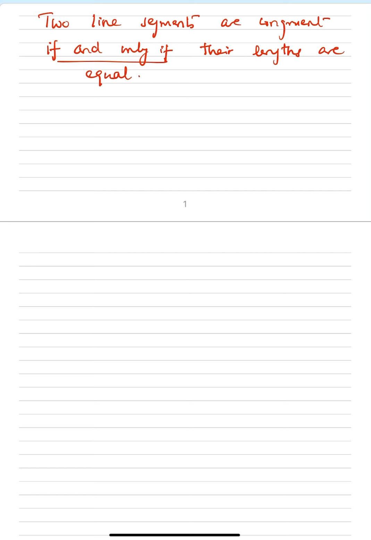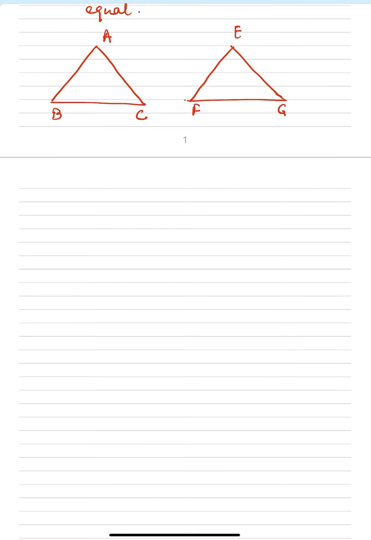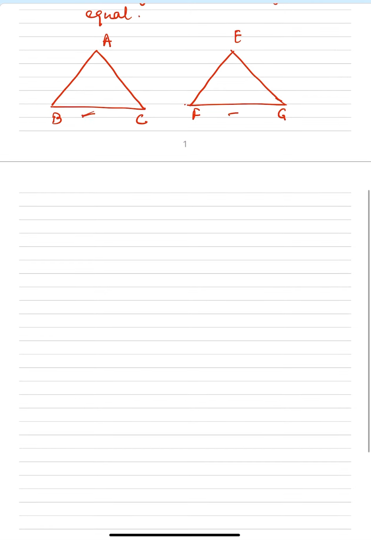Now two triangles are congruent if and only if one of them can be made to superimpose on the other. That is, if there is a triangle ABC and the other triangle is EFG, now suppose ABC is congruent to EFG. If it is said, the meaning of it is that we can superimpose this triangle ABC on EFG. That is, if we cut this triangle ABC, we can put it on this EFG.